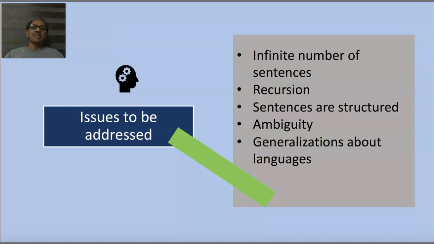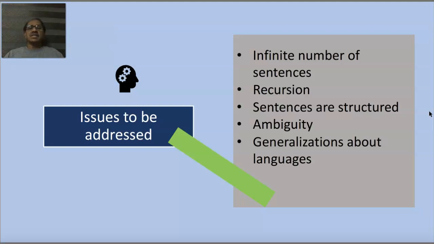One is infinite number of sentences. As we know, one can produce any kind of sentence in a language. So that means the number of sentences in a language are infinite. Recursion. You can have one embedded phrase in another phrase, or one embedded clause in another clause, and you can have any number of clauses embedded one in each other. This can be very long.